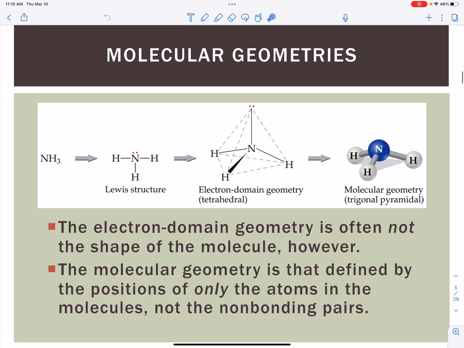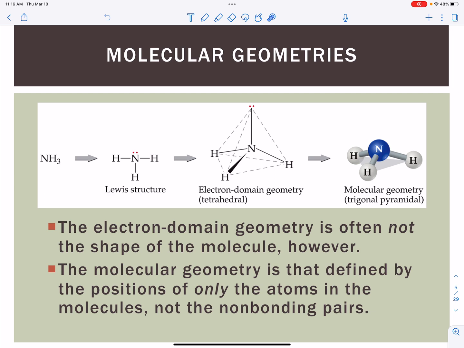Now, electron domain geometries are only part of the puzzle here. I mentioned that we have 2 different words that we use. We use electron domain geometries, and we also say molecular geometries. Now, a molecular geometry describes only where the atoms actually are. What that means is it excludes lone pairs, right? So domains can be lone pairs, and those do affect the shape, but they're not considered part of the shape. That's kind of a weird thing.